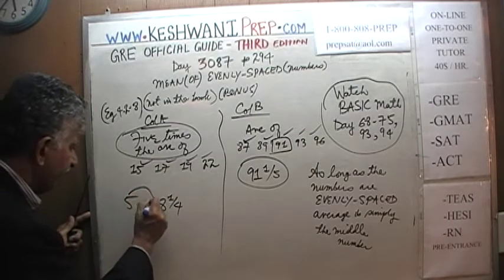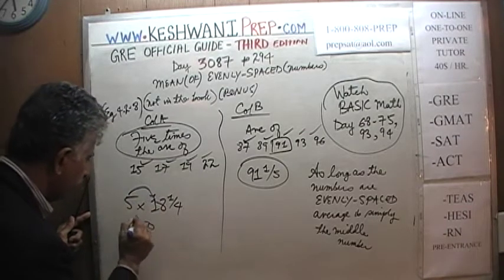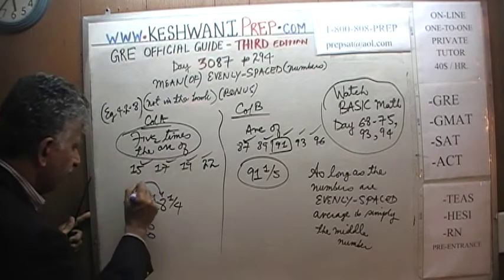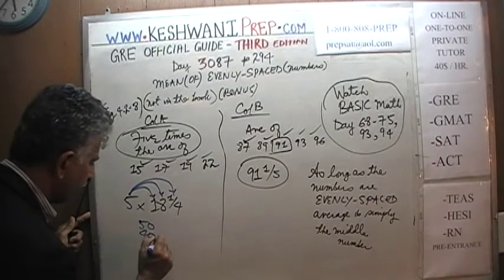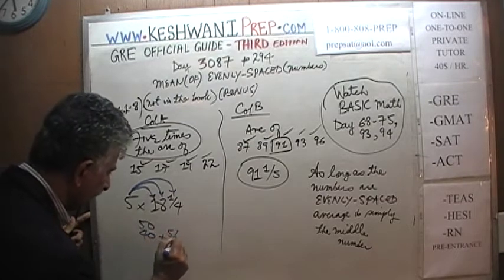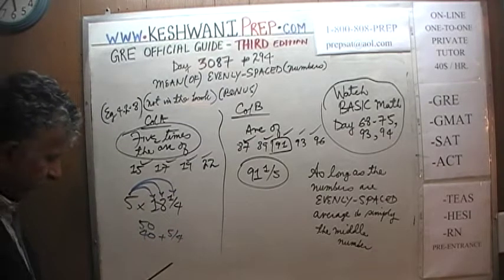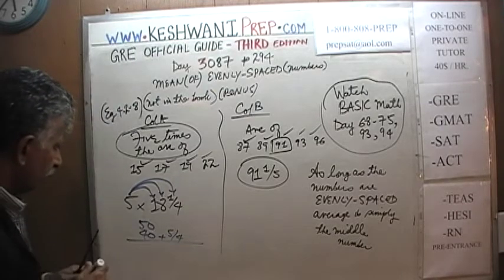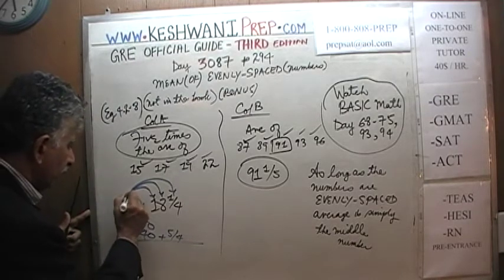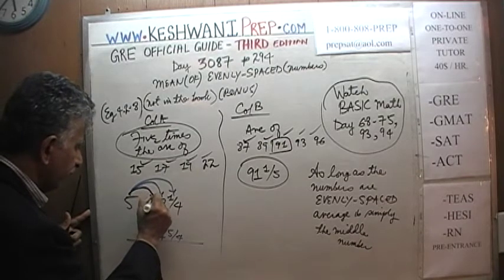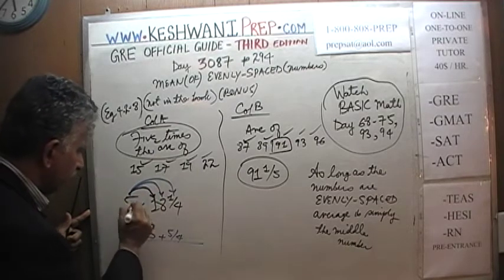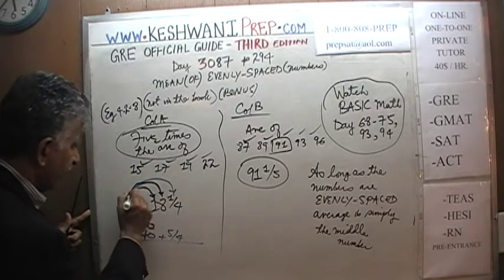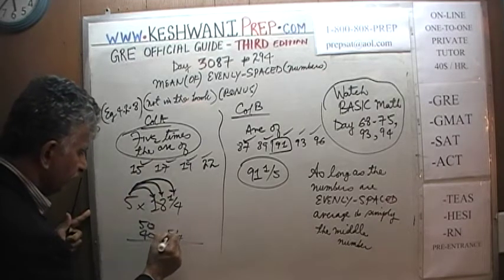So we have 5 times 10, which is 50. 5 times 8 is 40. And 5 times a quarter is going to be 5 quarters. Let's find out the sum. So one more time: 5 times 10 is the 50 here. Then we had 5 times 8. 5 8s are 40. And 5 times a quarter is the 5 quarters.